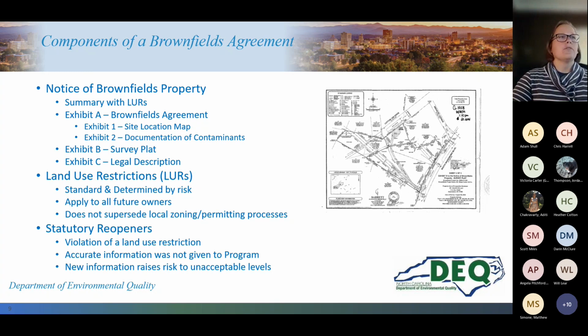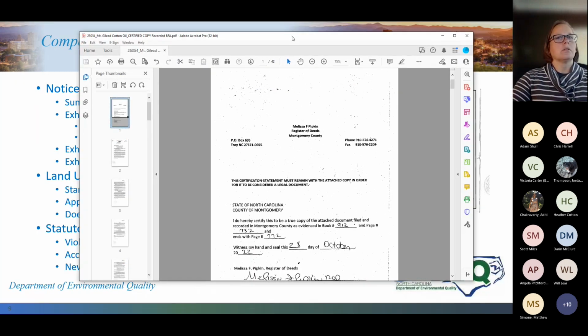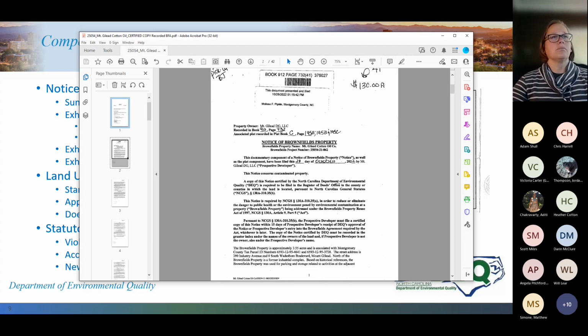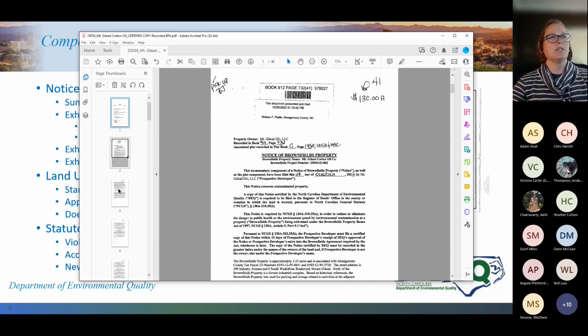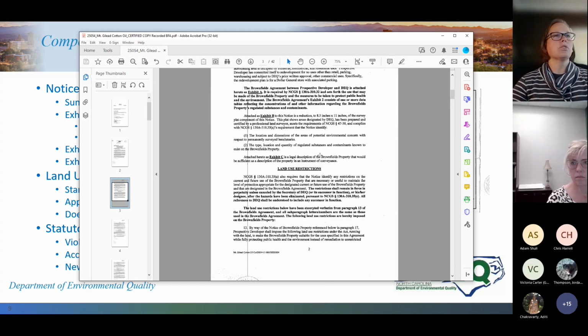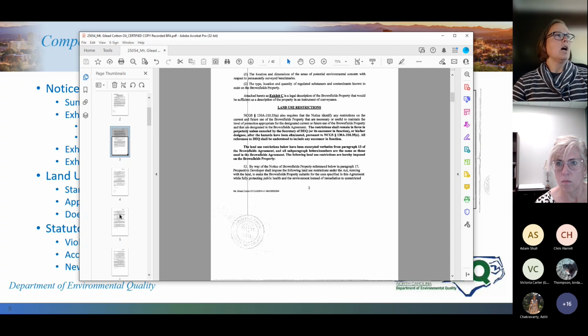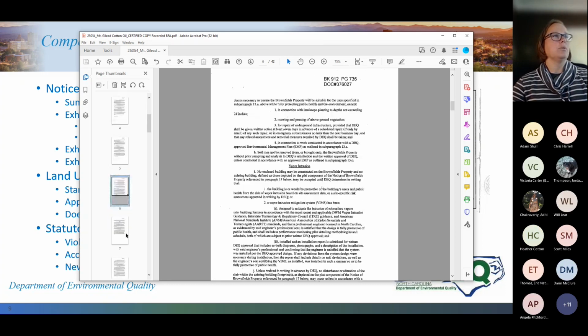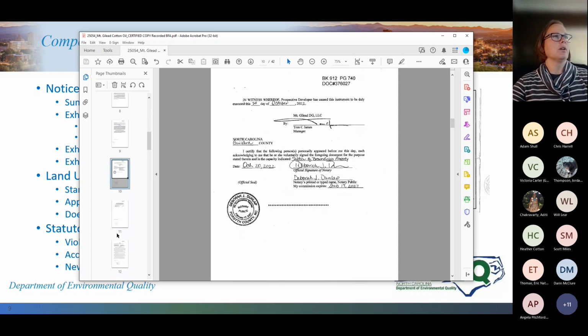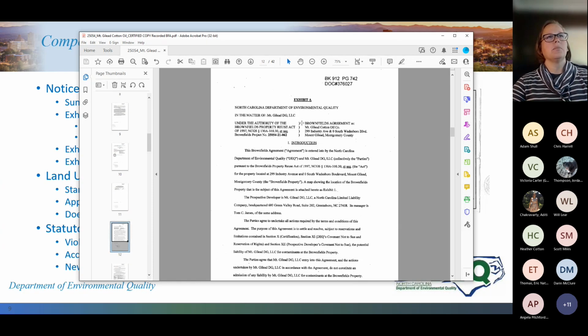I'll pull this over and just flip through. Right. So this is a fairly recent Notice of Brownfields Property. You'll see it is recorded just like many other real estate documents. Then we go through the land use restrictions that are excerpted from the Brownfields Agreement. And then we go to Exhibit A. So there's the signatures of the recordation. Exhibit A is the Brownfields agreement.